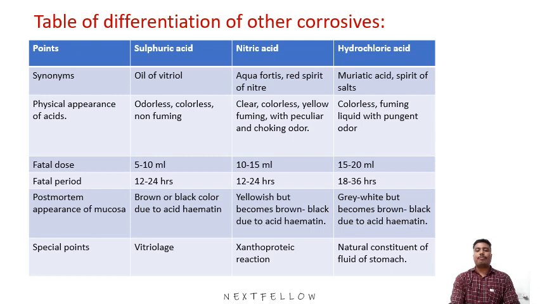Post-mortem appearance of mucosa. In sulfuric acid the mucosa becomes brown or black due to acid hematin. In nitric acid it is yellowish but becomes brown to black due to acid hematin, and in hydrochloric acid it is grey white but becomes brown to black due to acid hematin. Now special points: in sulfuric acid we have vitriolage, nitric acid shows the xanthoproteic reaction and hydrochloric acid is a natural constituent of the stomach.